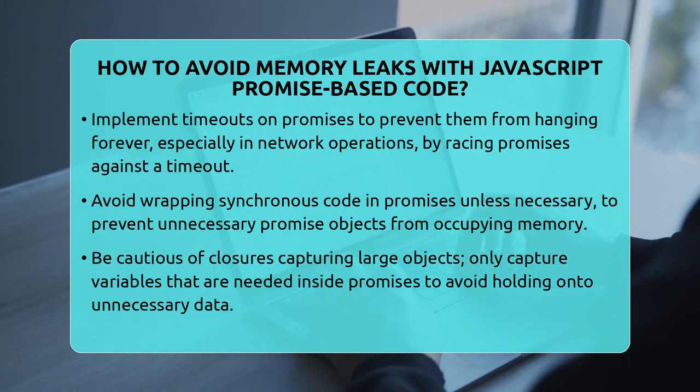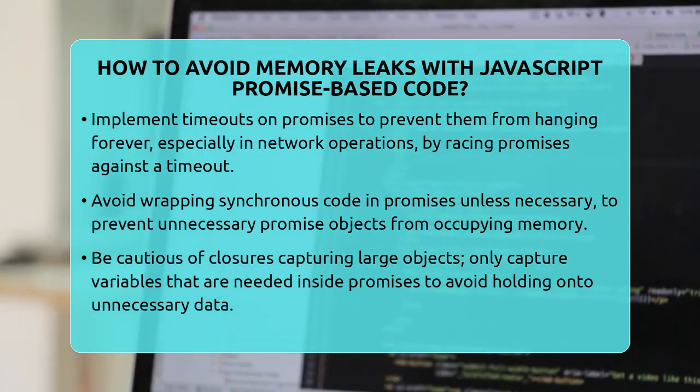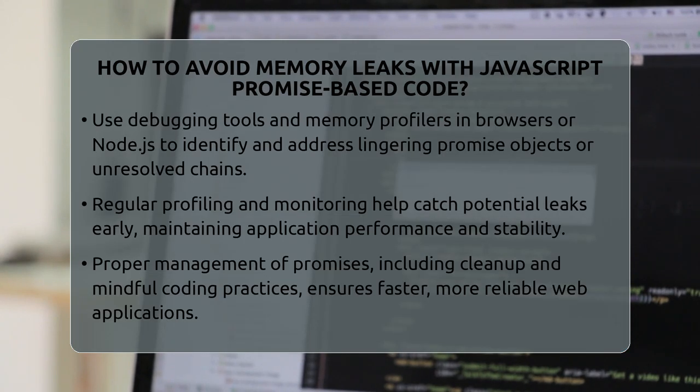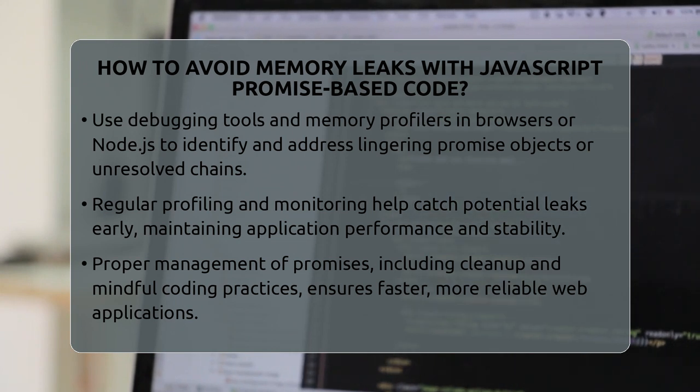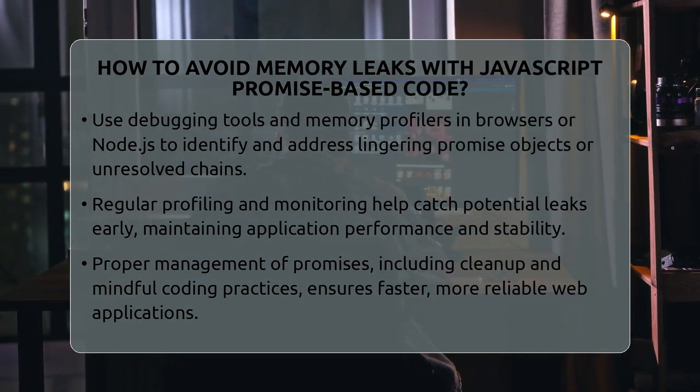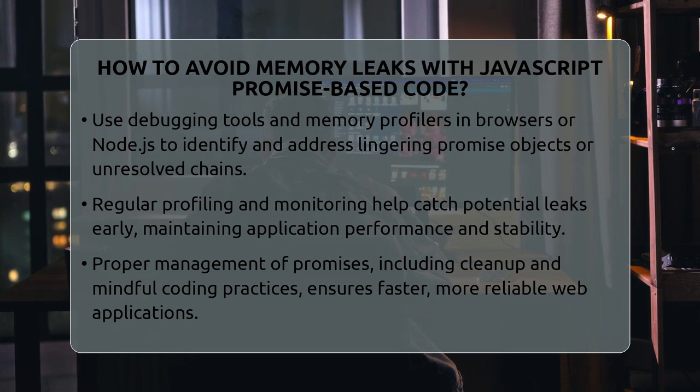Closures can also keep large objects in memory if promises capture variables unnecessarily. Be mindful of what your promises are capturing. If you don't need certain data inside a promise, avoid capturing it in the closure. This reduces the risk of holding onto large objects longer than needed.